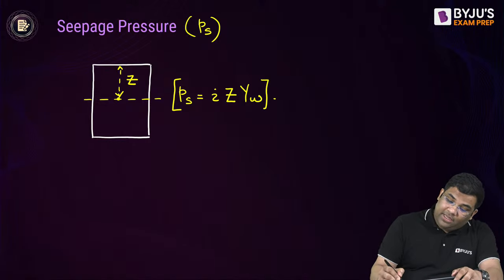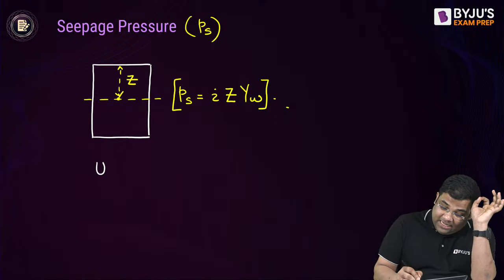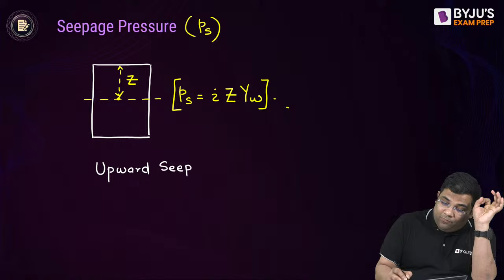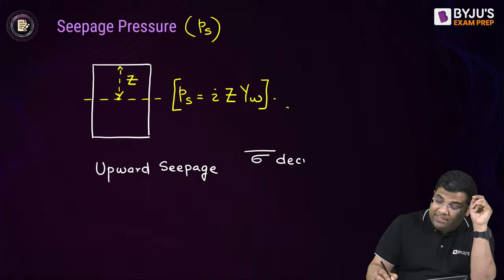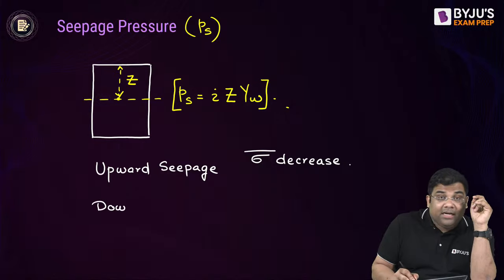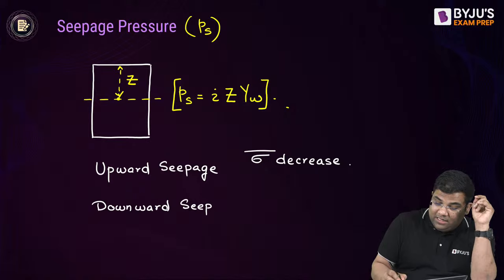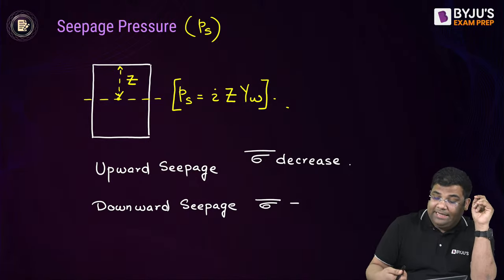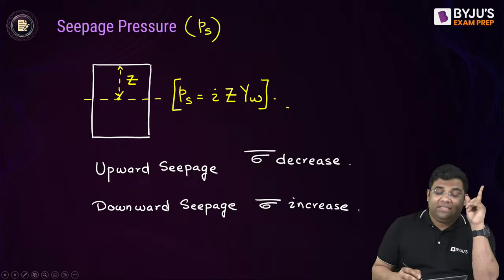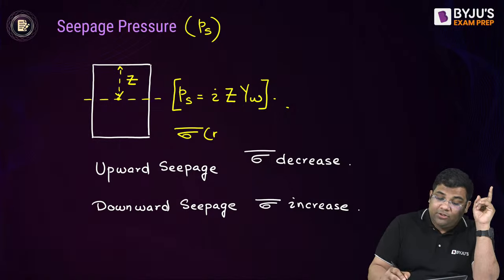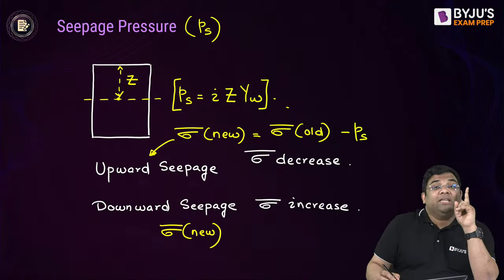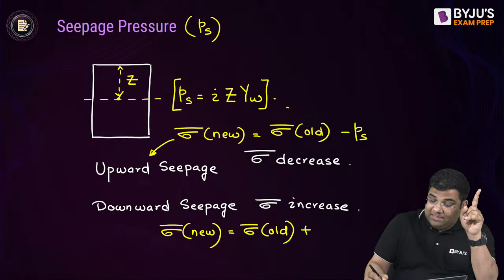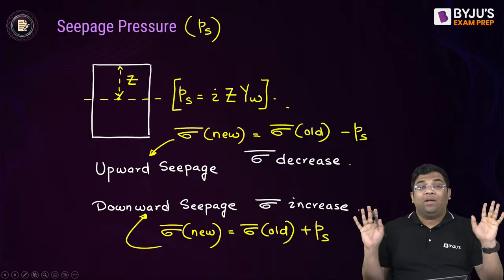The equation remains the same even if it is upward seepage or downward seepage. The thing is that when it is upward seepage, the effective stress will decrease, right? When there is upward seepage, the effective stress will decrease. And whenever there is downward seepage, I can say the effective stress will increase. So if I can find out the seepage pressure, can I say the new effective stress will be equal to the old effective stress minus the seepage pressure for upward seepage, right? And for downward seepage, the new effective stress will be equal to the old effective stress plus the seepage pressure. Understood this formula? Very simple formula, but we should know this.